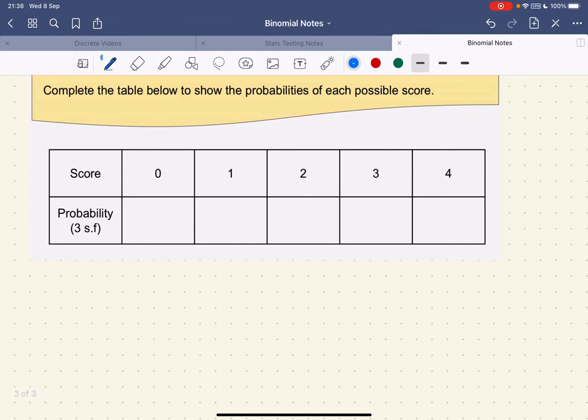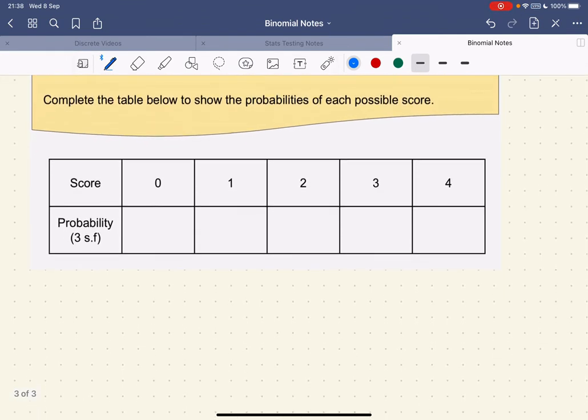So to get nothing right, we would mean that we get each one incorrect. Now there's a probability of 0.25, a quarter, of getting it correct. Let's just write that down. Correct, let's call that a quarter. And incorrect is 3/4.